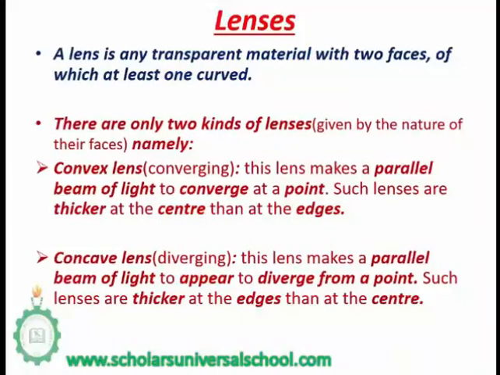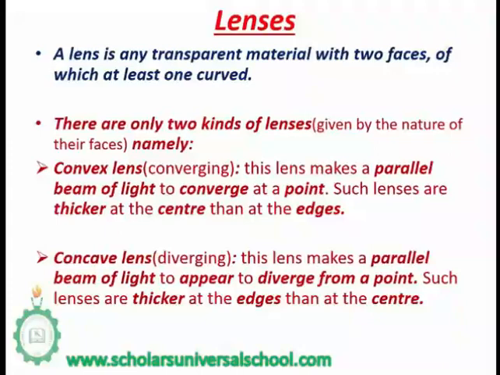A lens is any transparent material that has two faces, of which at least one of those two faces has to be curved. That means if you have a transparent material that has two faces but no face is curved, that material cannot be called a lens. But if you have a transparent material that has just two faces, and at least one of them is curved, either one is curved and the other is another shape, or both are curved, that is what's known as a lens.